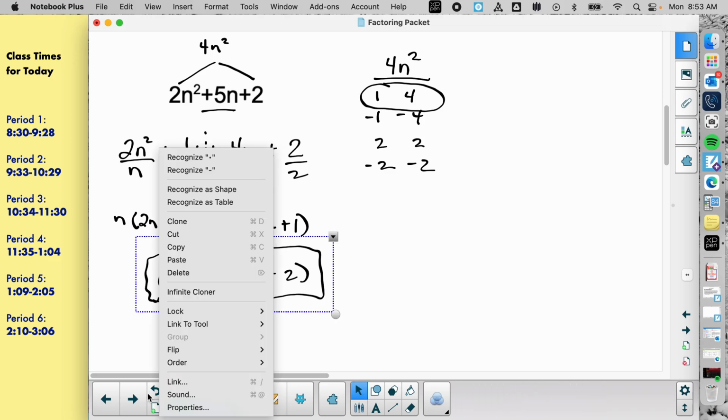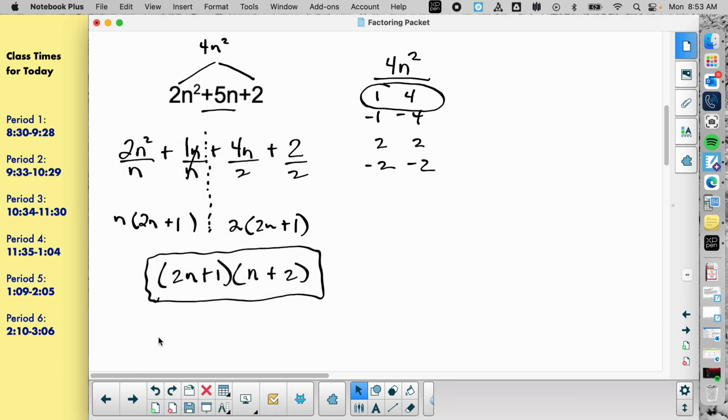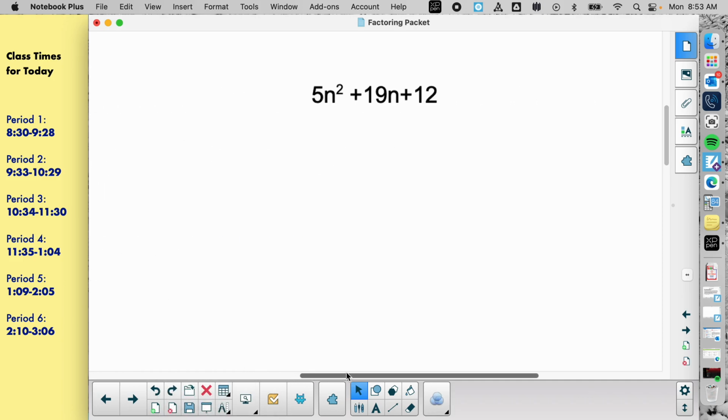Okay, let's go to the one to the right of it. Whoa, what happened there? 5n squared plus 19n plus 12. One thing you're going to notice that is slightly annoying is step number 1 can give you some big numbers, and then that just takes more time.